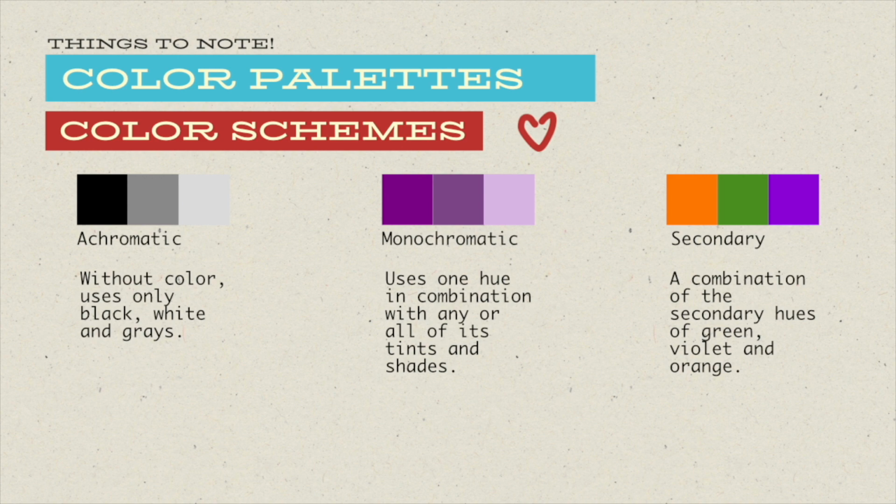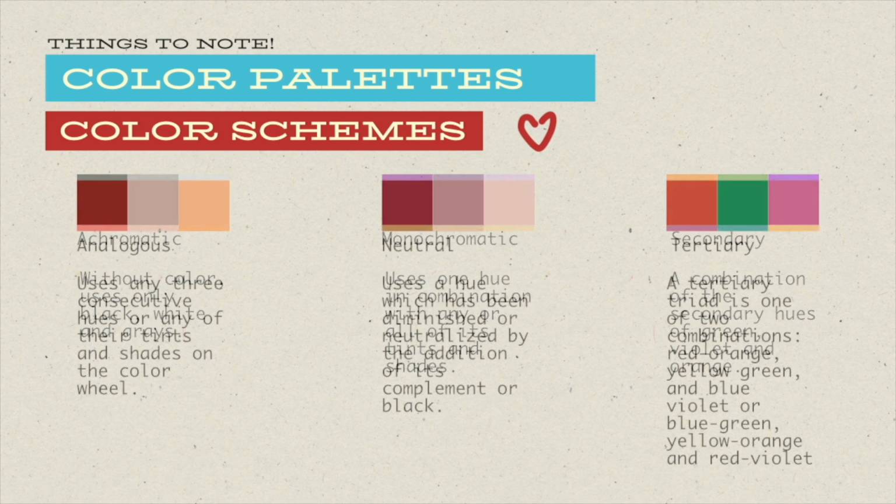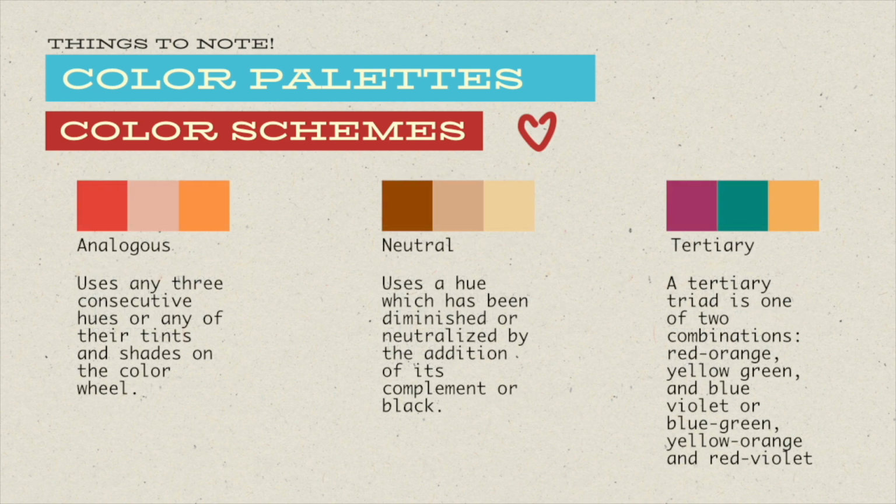Secondary colors are a combination of the secondary hues of green, violet, and orange. Analogous colors use any 3 consecutive hues or any of their tints and shades on the color wheel. Neutral colors use a hue which has been diminished or neutralized by the addition of its complement or black. A tertiary triad is one of 2 combinations of red-orange, yellow-green, and blue-violet, or blue-green, yellow-orange, and red-violet.